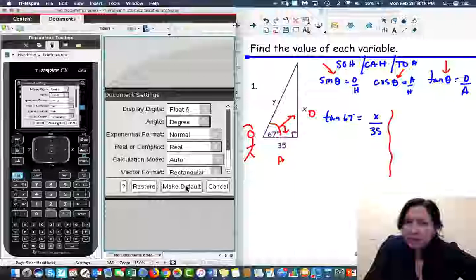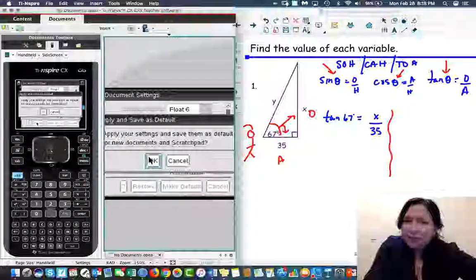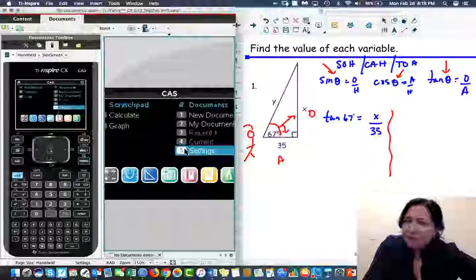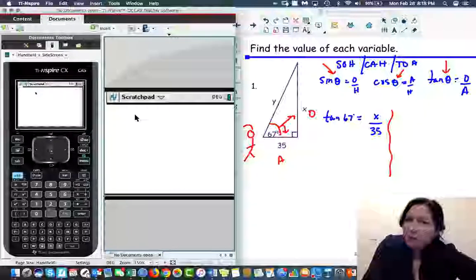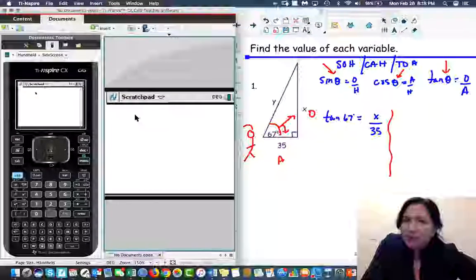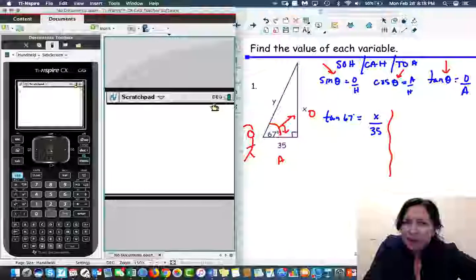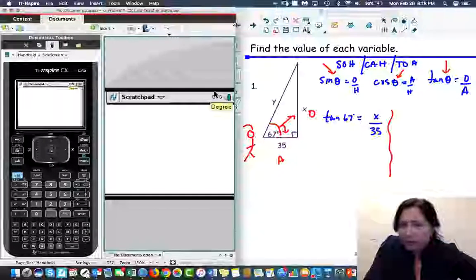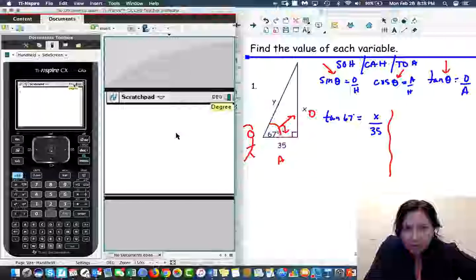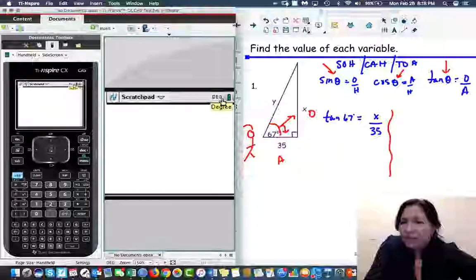And you would say, okay, I'm going to make that my default, because if I make it my default, then every time I start a new screen, I'm always going to be in degrees. And you'll notice that in the top right-hand corner of your calculator, that's going to say degrees.